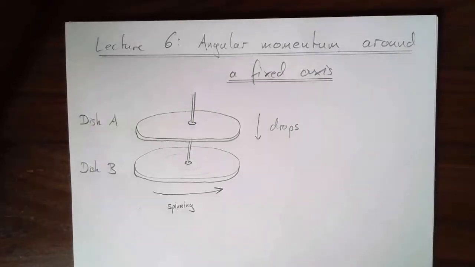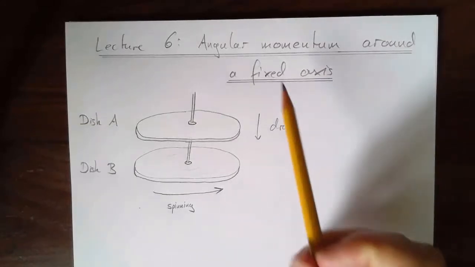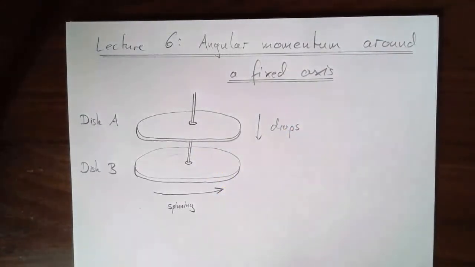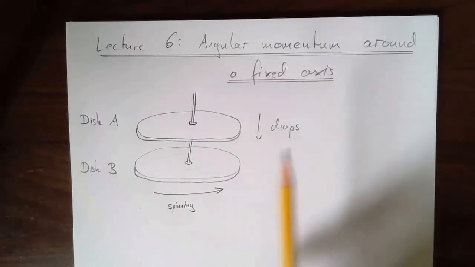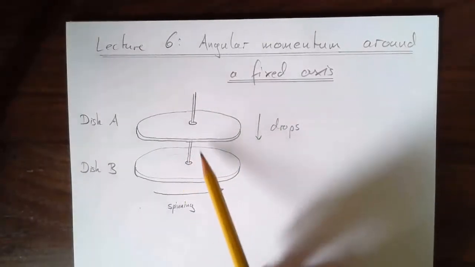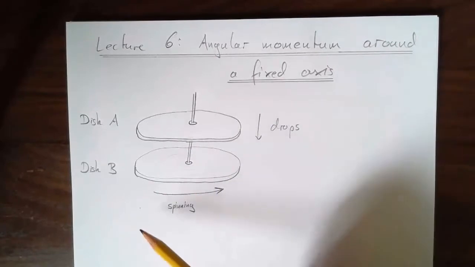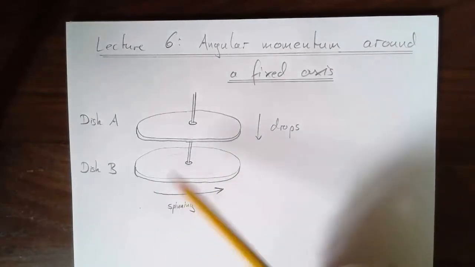Hello, this is lecture 6, and in this lecture I'm going to talk about angular momentum, specifically angular momentum restricted around a fixed axis. Now, so far, pretty much all motion that we've considered, all rotational motion, has been around a fixed axis. So, for example, here I imagine two disks perhaps, and one of them is spinning, and I drop another one on top. What's going to be the result?